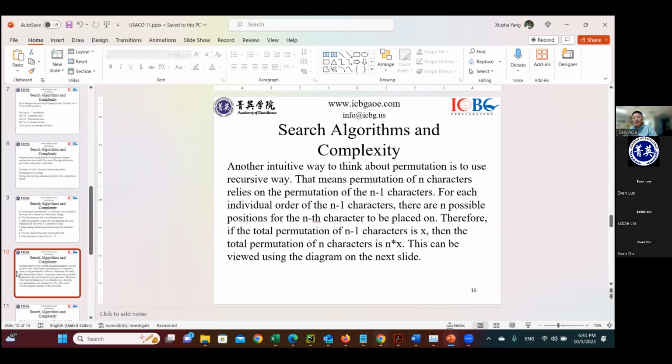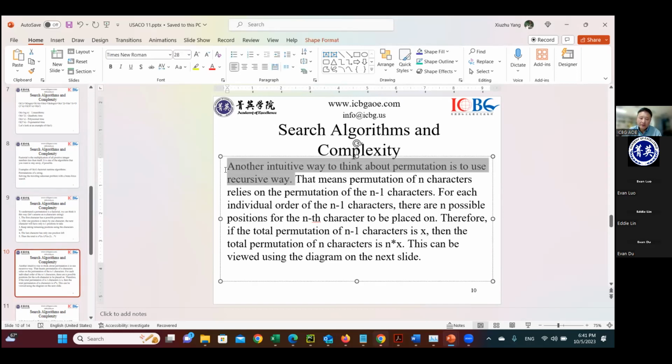So another intuitive way to think about permutation is to use the recursive way. So when you read this, and if you are doing programming, when you write your code, you need to avoid using recursive functions. It's better to use loops. Do not use recursion. Of course, sometimes you will have to write recursive code, but I suggest that you not use it. Because when you use recursion, you will call it and then call it again and again. That is exactly the permutation thing. The permutation of n characters relies on the permutation of the n-1 characters.